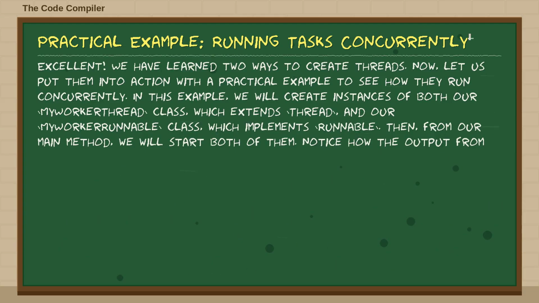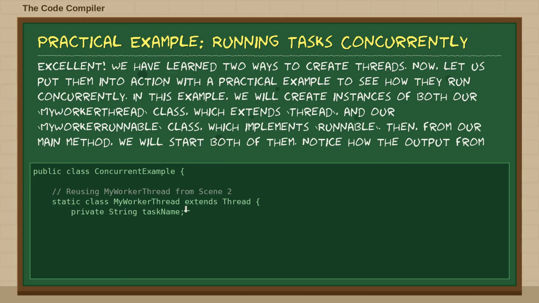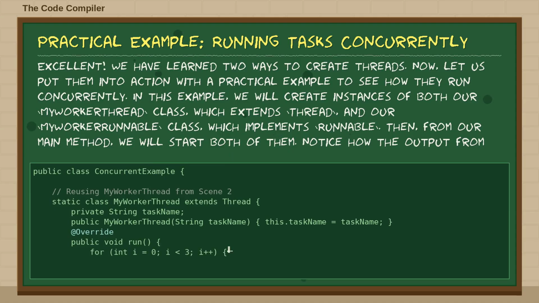Notice how the output from both tasks will be interleaved, demonstrating that they are executing in parallel, not one after the other. The start method signals the Java Virtual Machine to create a new execution path for our thread, allowing the main thread to continue its work while the new thread performs its task. This is the magic of concurrency. Observe the code and its potential output.